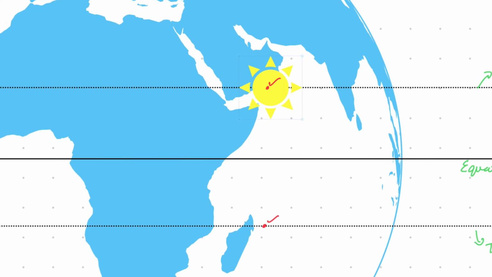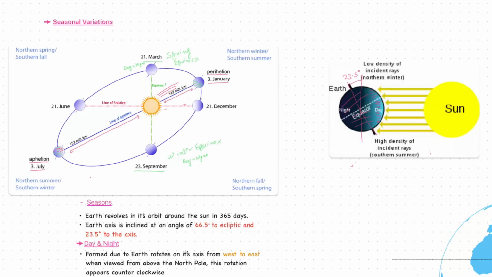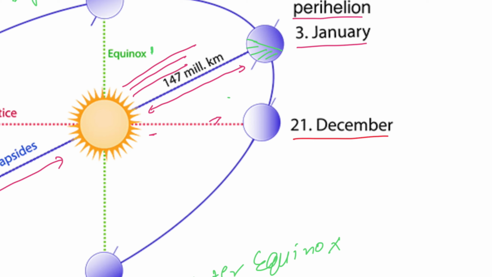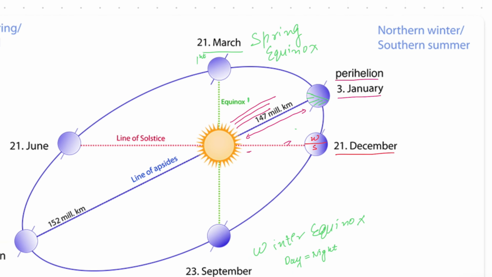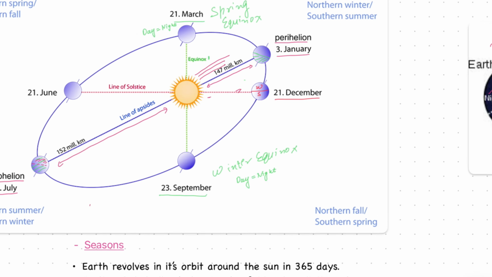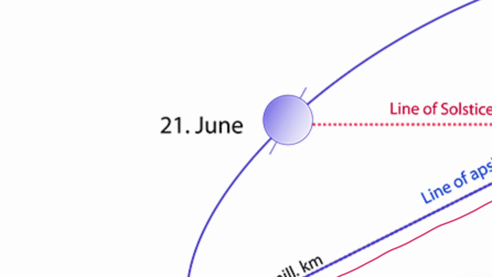Winter solstice occurs on 21st of December. It means winter in the northern hemisphere and summer in the southern hemisphere. And summer solstice occurs on 21st of June. It means summer in the northern hemisphere and winter in the southern hemisphere.